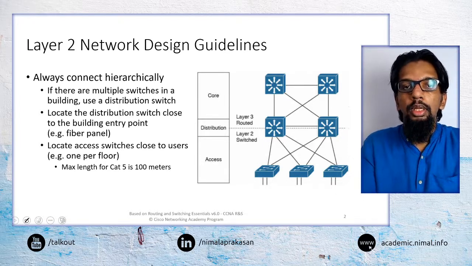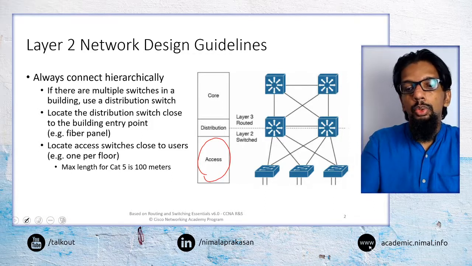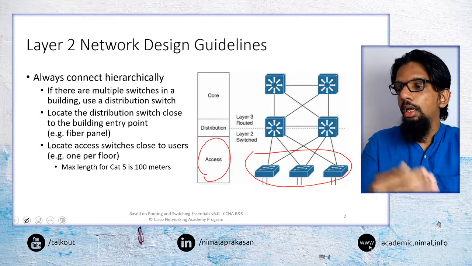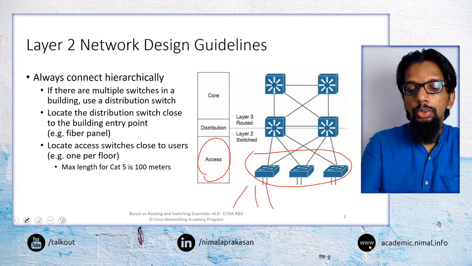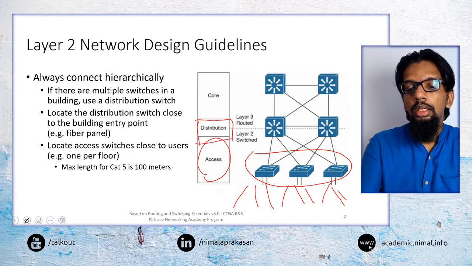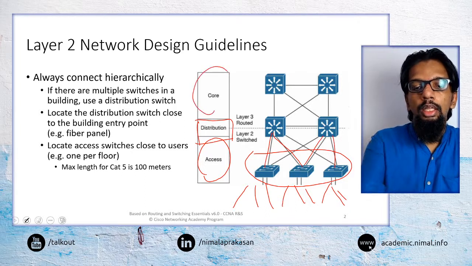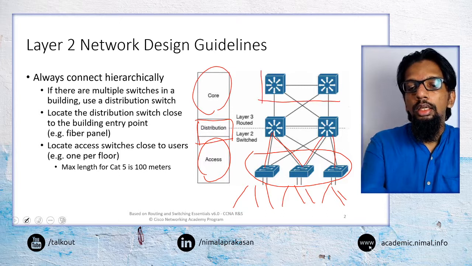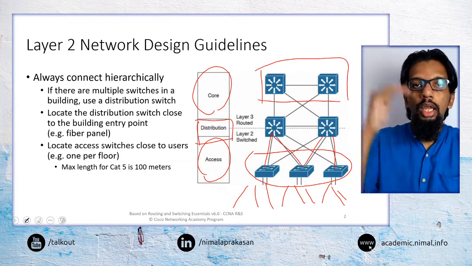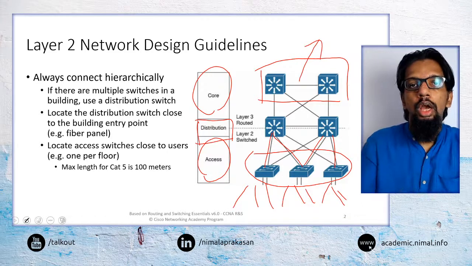A typical arrangement would be an access layer. These are the switches that are connecting to the users, so the end nodes or users. Then a distribution layer that is going to connect a number of these access layer switches, and then a core layer that is going to stay at the top, and this is the one that will connect outwards to other networks.